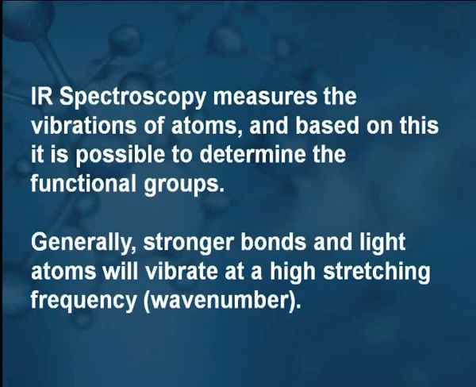Based on this, it is possible to determine the functional groups. Various functional groups present in the sample can be determined by IR spectroscopy. Stronger bonds and lighter atoms will vibrate at a higher stretching frequency. The stretching frequency or the bending frequency we can measure by using IR spectroscopy or the wavelength. How much stretching and bending takes place when there are vibrational-rotational transitions in the molecules.